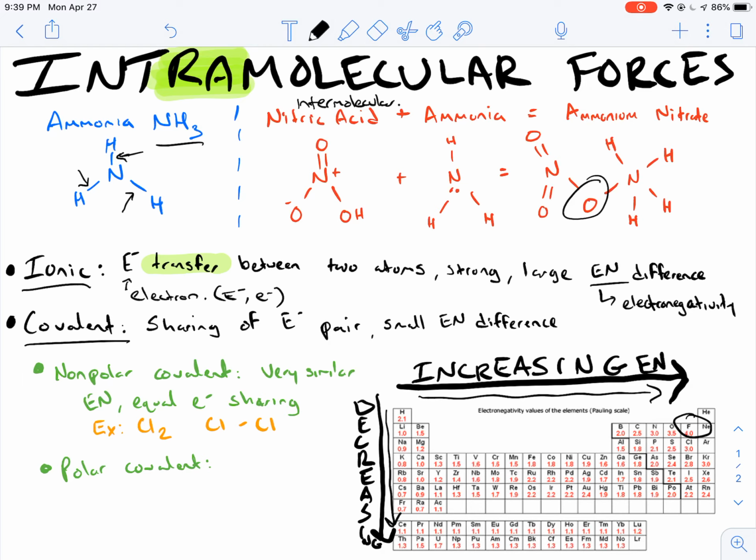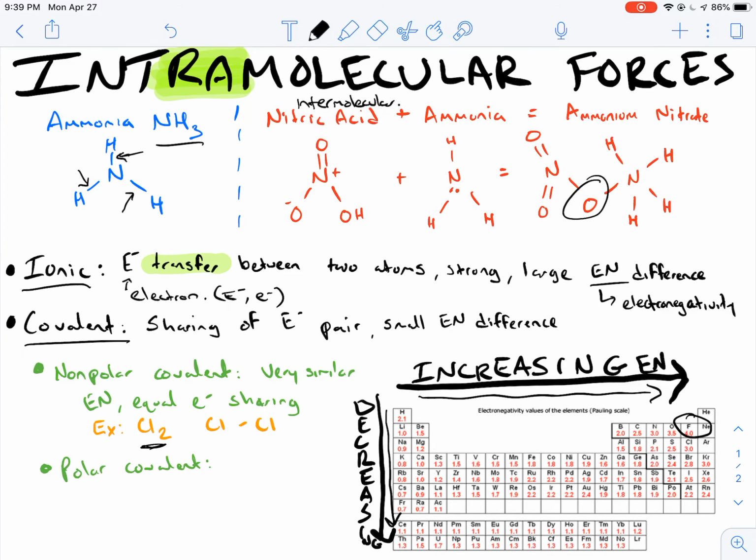So a good example here is really any of these elements that are the same or very, very similar on the electronegativity scale. So we have 2 chlorines bonded together. They obviously have the same electronegativity, so they would be considered nonpolar covalent, just because of how close they are on the electronegativity scale. Now let's move on to the polar covalent, and those are atoms.